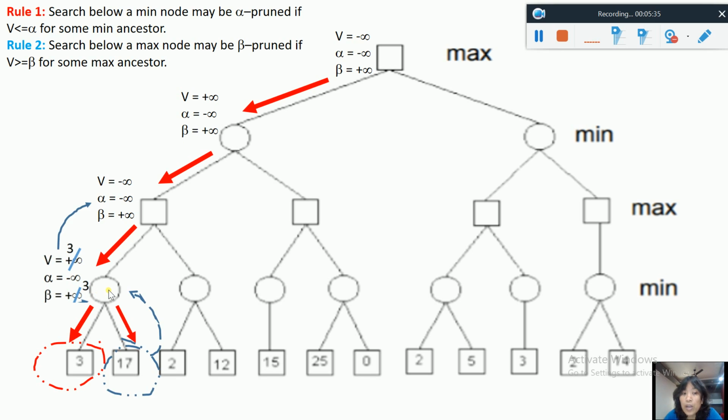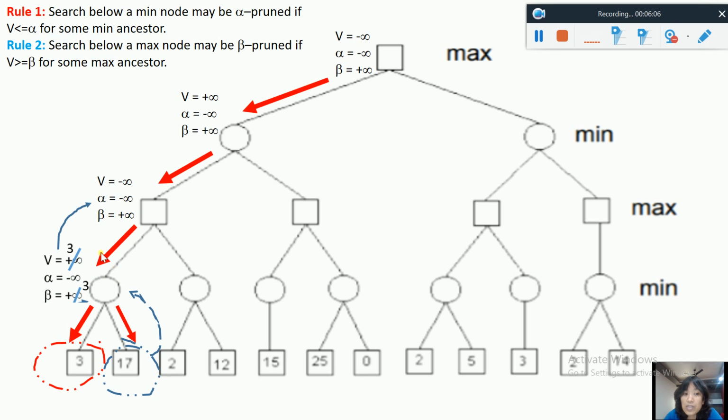Now we will go to this side. Again we get the value of 17. We take this value backward to its parent node. Again it is the min player, and the min player already has its best value 3, which is much less than 17. So the min player won't change its value. The node value will remain 3 and the beta value will remain 3.